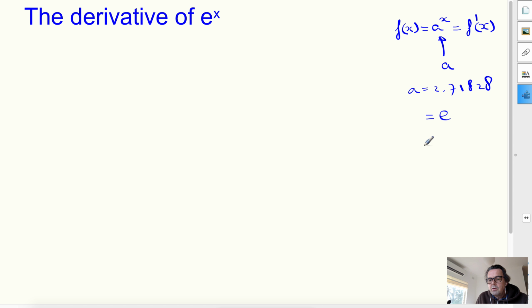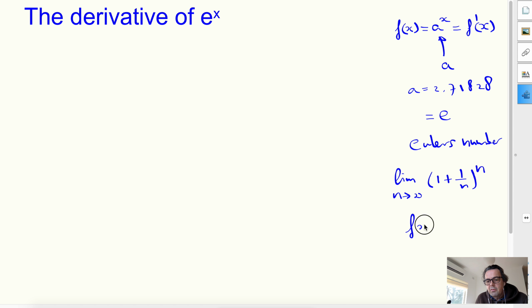e is Euler's number, and normally it is found by taking the limit of n to infinity of 1 plus 1 over n to the power n. With n approaching infinity you get Euler's number, and Euler's number is very special because for this number, when f of x is e to the power of x, the derivative is the same function.